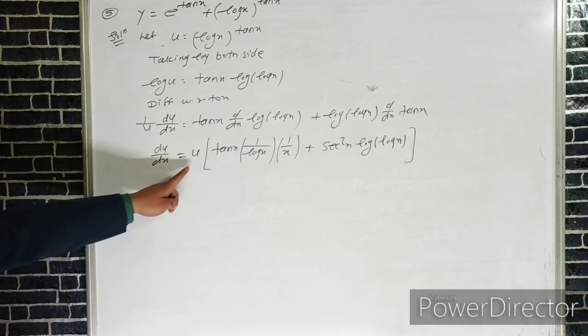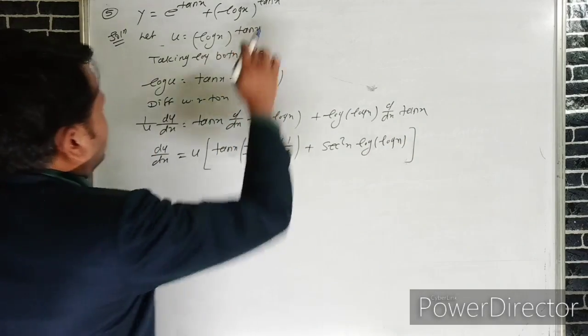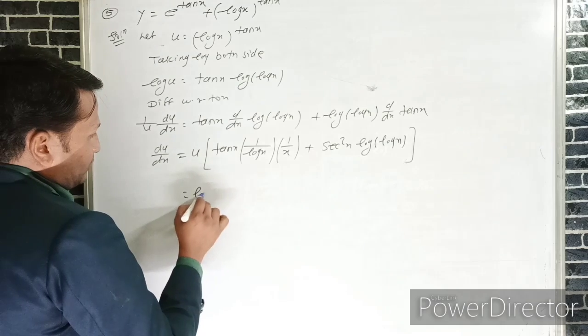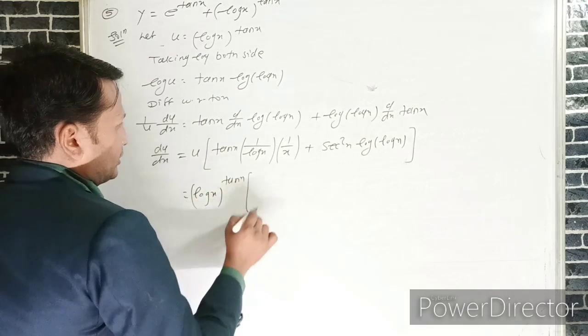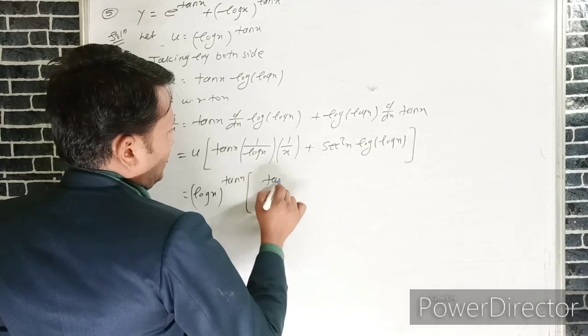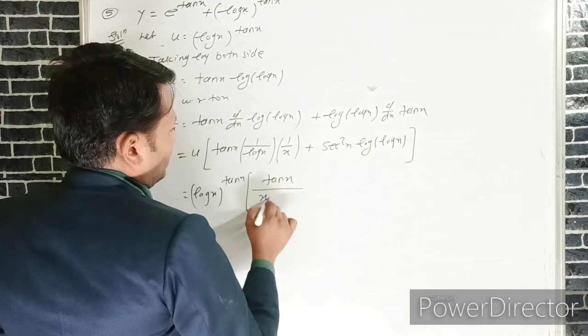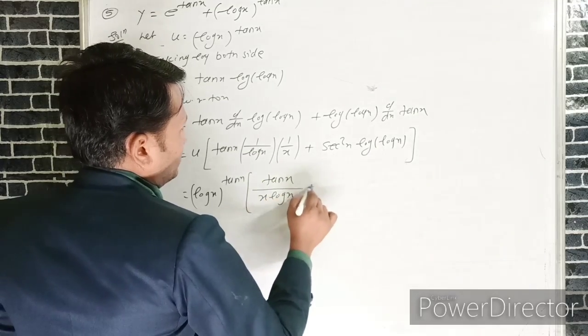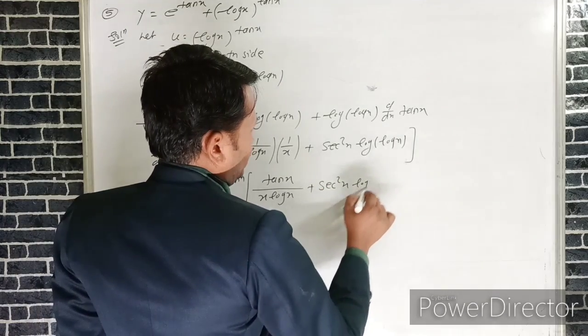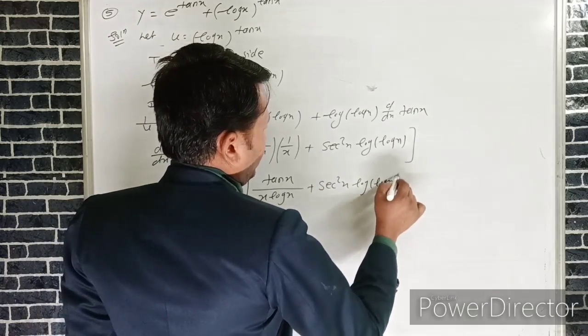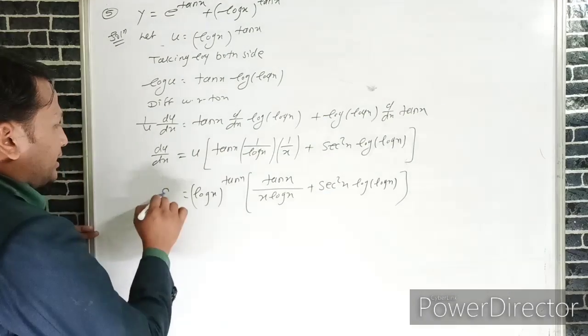The value of u, which is (log x) raised to the power tan x, we can write du/dx as (log x) raised to the power tan x into tan x upon x log x plus sec square x into log of log x, which is du by dx.